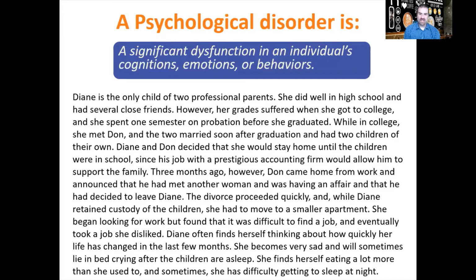3 months ago, Don came home from work and announced that he met another woman and was having an affair and that he decided to leave Diane. Their divorce proceeded quickly, and while Diane retained custody of the children, she had to move to a smaller apartment. She began looking for work, but found that it was difficult to find a job. Eventually, she took a job that she disliked. Diane often finds herself thinking about how quickly her life has changed in the past few months. She becomes very sad and will sometimes lie in bed crying after her children are asleep. She finds herself eating a lot more than she used to, and sometimes she has difficulty getting to sleep.